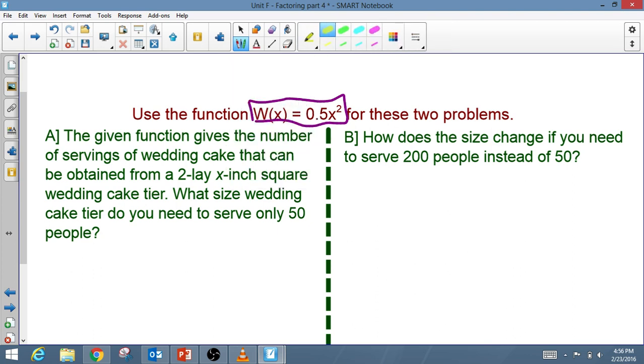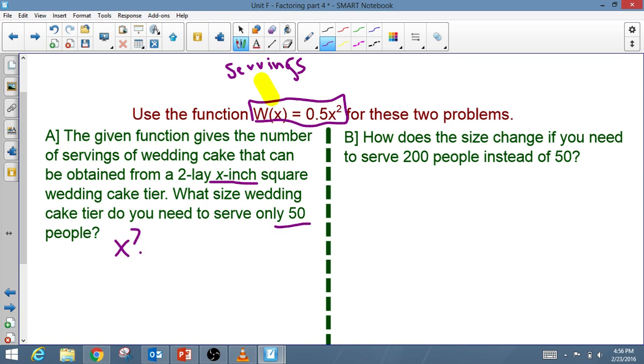So we have a given function, which is this purple one I boxed up top, that gives the number of servings of a wedding cake. So it gives, which means the whole thing is equal to, servings that you can get from a cake with this inch square wedding cake. What size tier, so what x, do you need to serve only 50 people?